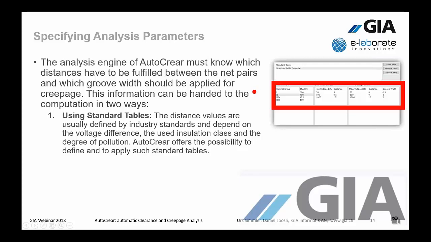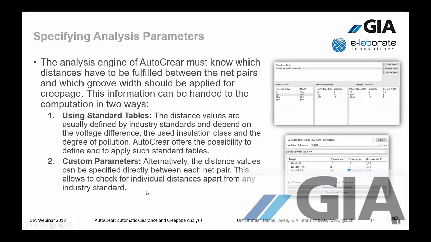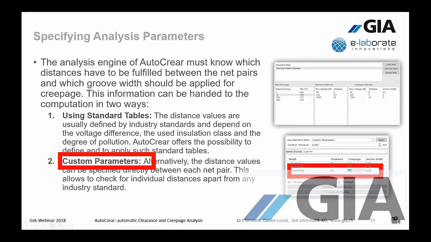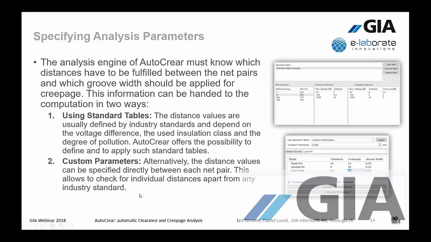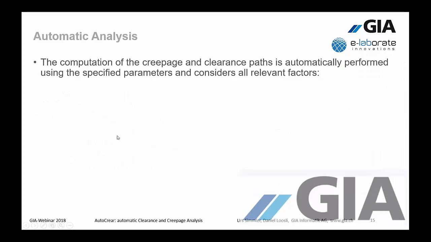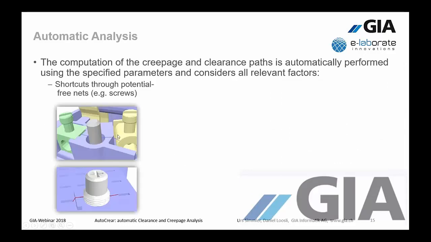Or there are capabilities inside to use custom parameters, just to play around in AutoCrear to see maybe distances between specific items in order to test special paths. Okay. And at the end, when you have defined that step, then you are running the analysis.